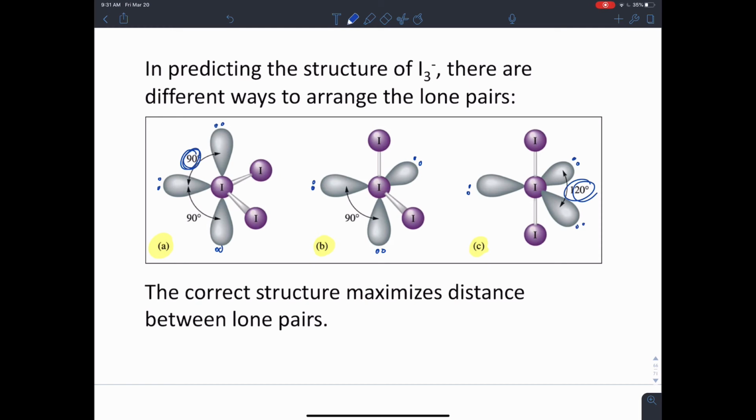And maybe we didn't understand why at the time, but now we know those lone pairs, they need to be really on the central axis if possible, because that's where they get the greatest range to be able to minimize repulsions. The correct structure maximizes the distance, which means this is the correct structure. This is the most ideal structure for those lone pairs.